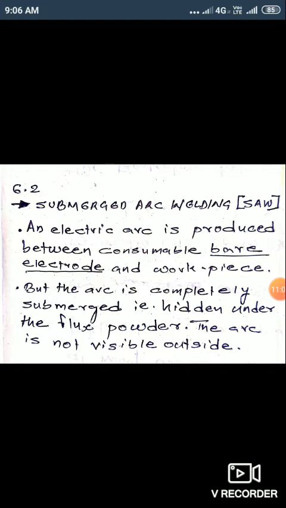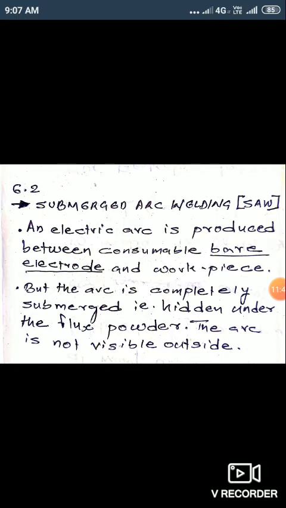The metal bare electrode is continuously fed from the reel by a moving head. The flux powder is fed through a hopper in front of the moving head. The upper portion of the flux will always be in contact with the atmosphere.